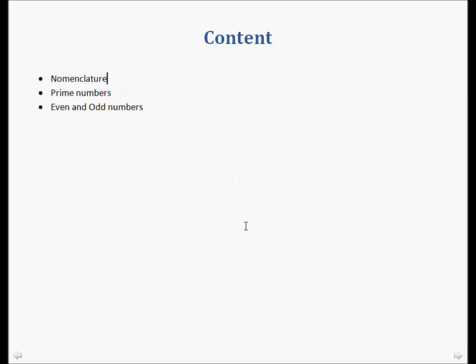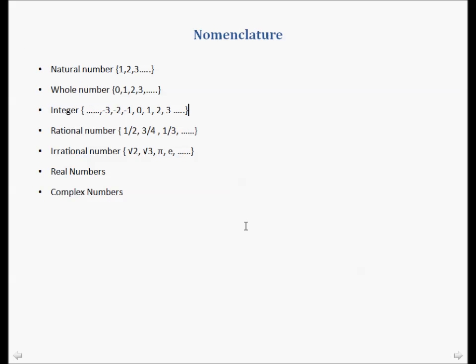In this session, we would talk about nomenclature of number systems, prime numbers and composite numbers, and even and odd numbers. We'll also see some of the properties and application of prime and composite and even and odd numbers. So let's get going and understand what is the nomenclature of numbers, right?